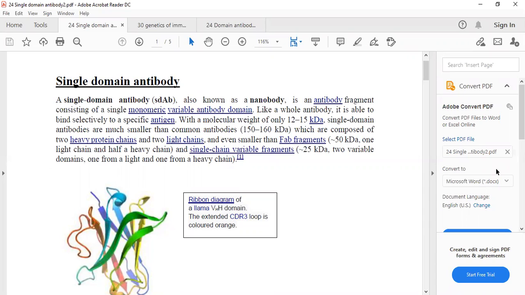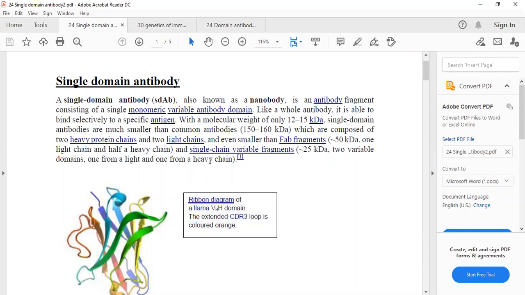Today I am going to discuss the topic single domain antibody. What is the single domain antibody? In the previous video we discussed the single chain antibody, where we were using the variable fragment of light chain and heavy chain. That was the single chain antibody.